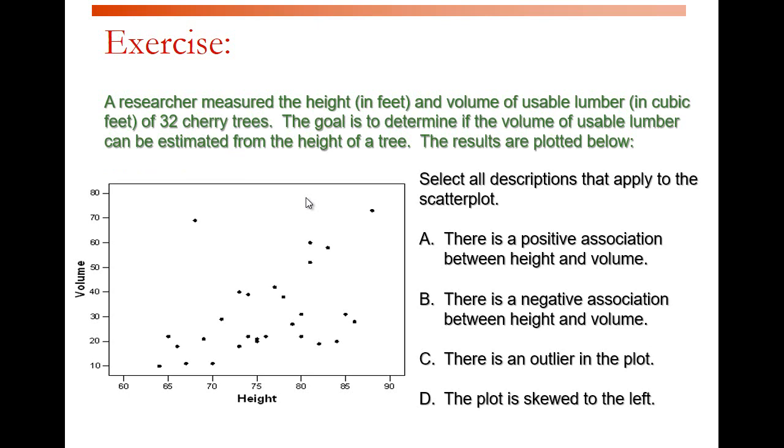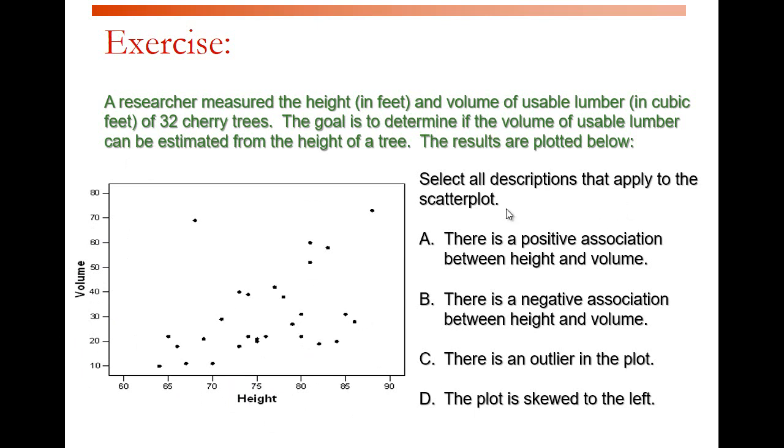Here we have a researcher who measured the height in feet and volume of usable lumber of 32 cherry trees. The goal is to determine if the volume of usable lumber can be estimated from the height of a tree. The results are plotted. So along the horizontal axis, height is plotted and the volume is plotted along the vertical axis. So you're looking at the height of a tree versus what volume of lumber you get from it. And we did this for 32 trees, right?